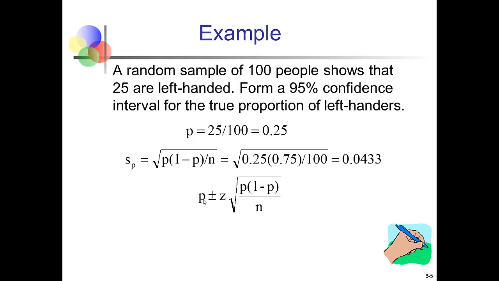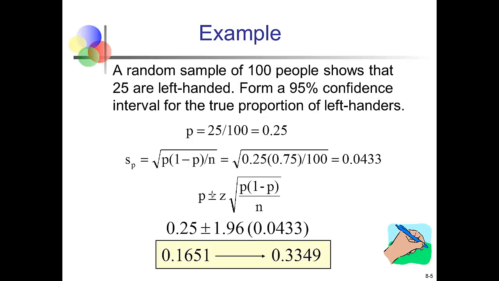And we've got our formula here. Let's plug in the pieces that we know. So p is 0.25. We've got a 95% confidence level, so our z critical value is 1.96. We plug our standard error in where the square root stuff is there. If we multiply and simplify this, we find the boundaries of our confidence interval are 0.1651 and 0.3349.